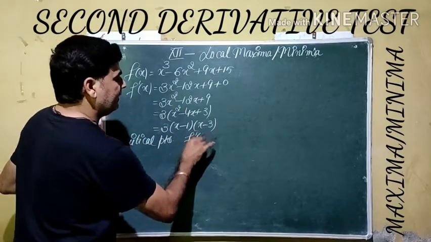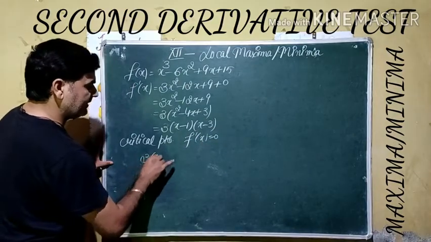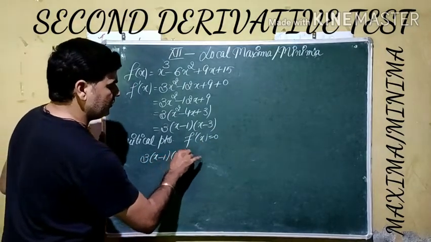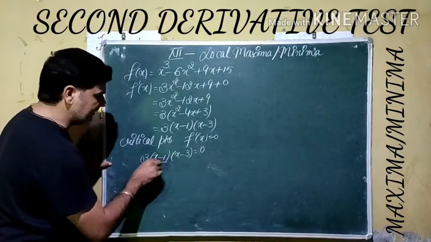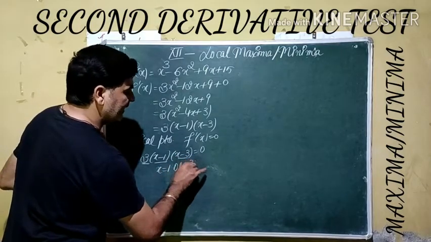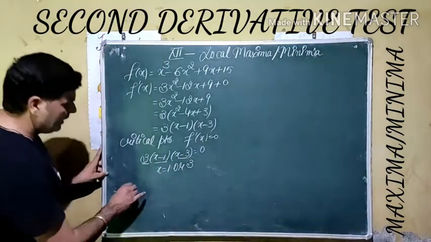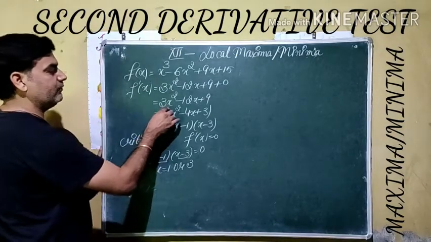For critical points, we take the first derivative as 0. Here the first derivative is 3 times (x minus 1)(x minus 3) equal to 0. As you know, 3 is a constant number and cannot be 0. If we take the other factors as 0, the first critical point becomes 1, and the second critical point becomes 3. Now, according to the rule, we first have to take out the second derivative.